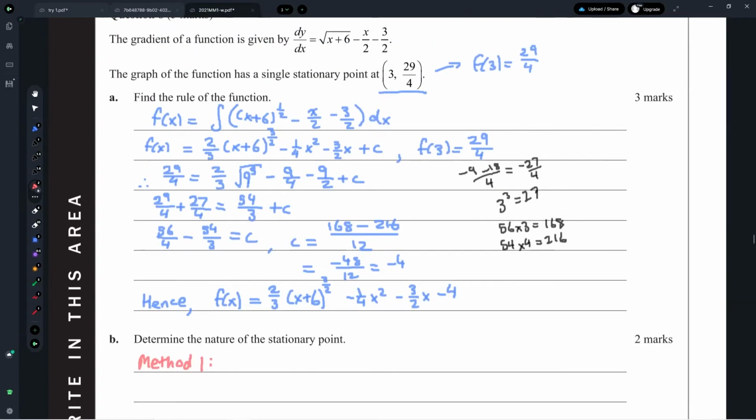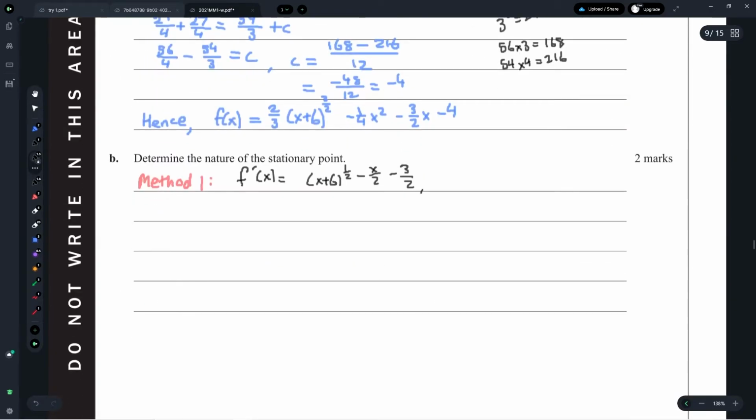Here are 2 common methods that are used to find the nature of a stationary point. The first method uses the double derivative. If the double derivative is negative, you know you have a maximum. If the double derivative is positive, it means you have a minimum turning point.